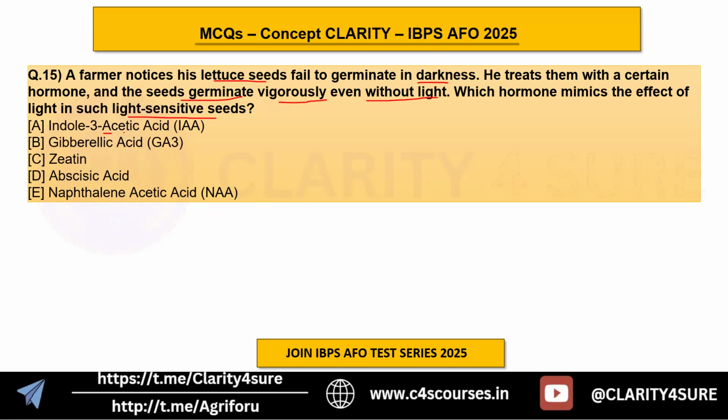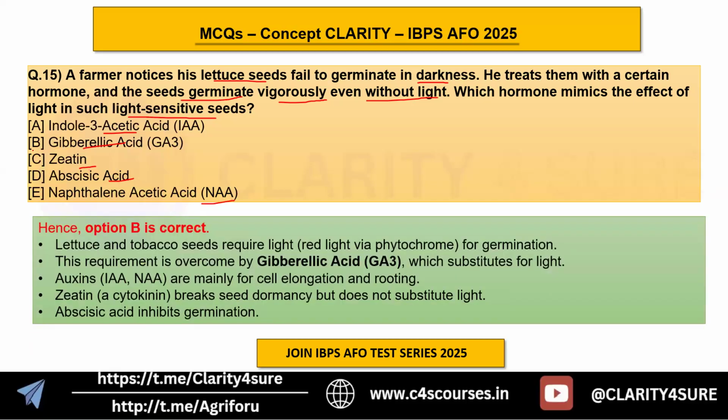Options are IAA, indole 3 acetic acid, gibberellic acid, zeaxanthin, abscisic acid, and NAA, which is naphthalene acetic acid. So the correct option here would be option B. Generally, gibberellic acid is used in lettuce and tobacco seeds which require light, particularly red light via phytochrome, for germination. This requirement is overcome by gibberellic acid, which substitutes for the light requirement. Other options like auxin are mainly for cell elongation and rooting, and zeaxanthin, which is a cytokinin, breaks seed dormancy but does not substitute light, and abscisic acid inhibits seed germination.